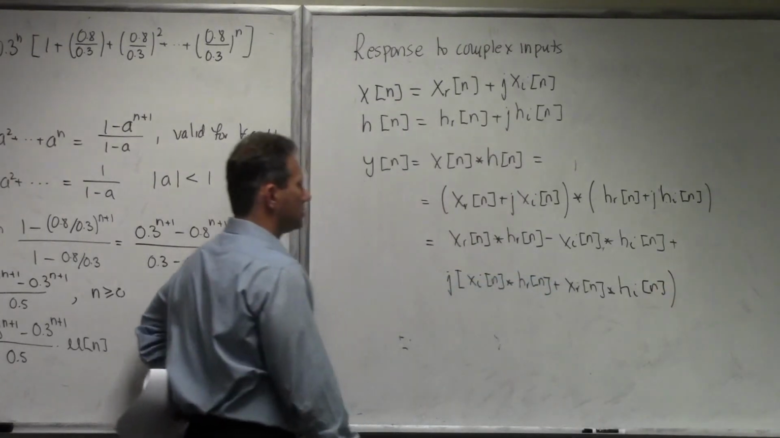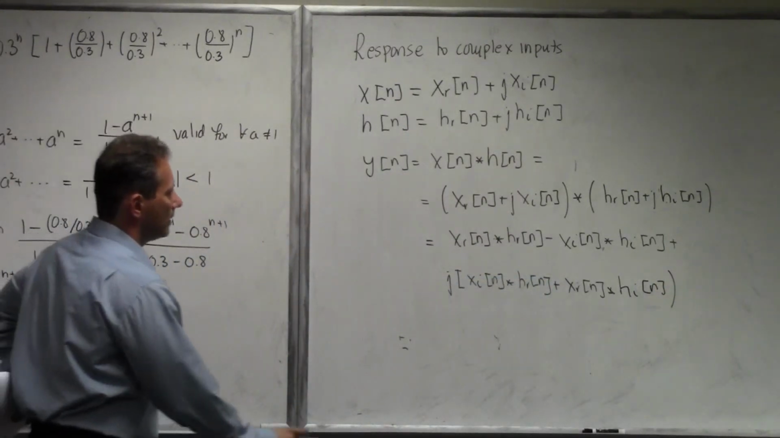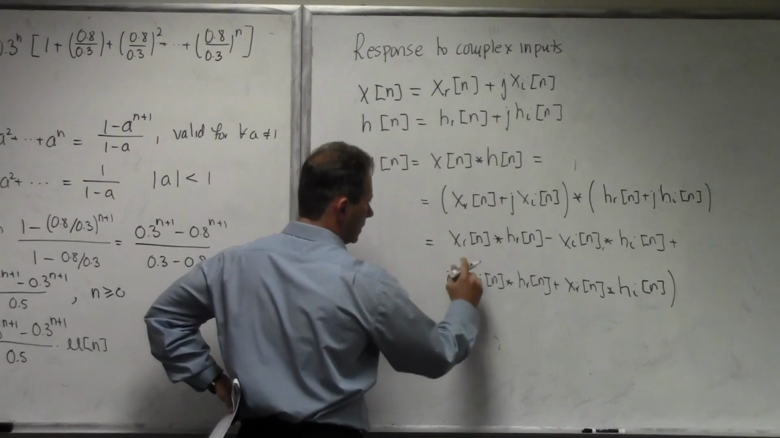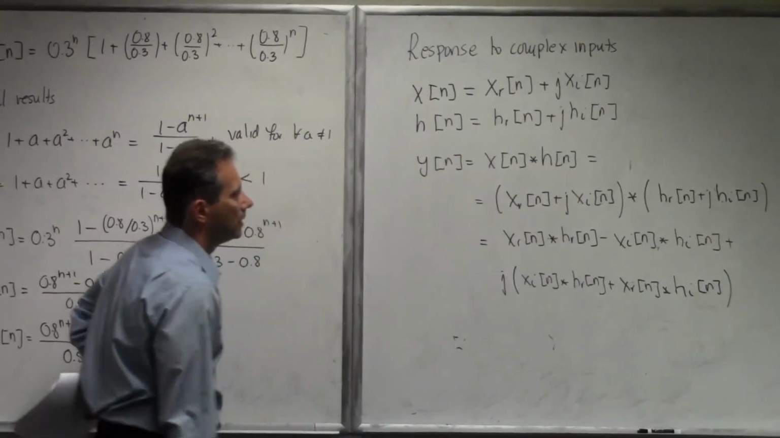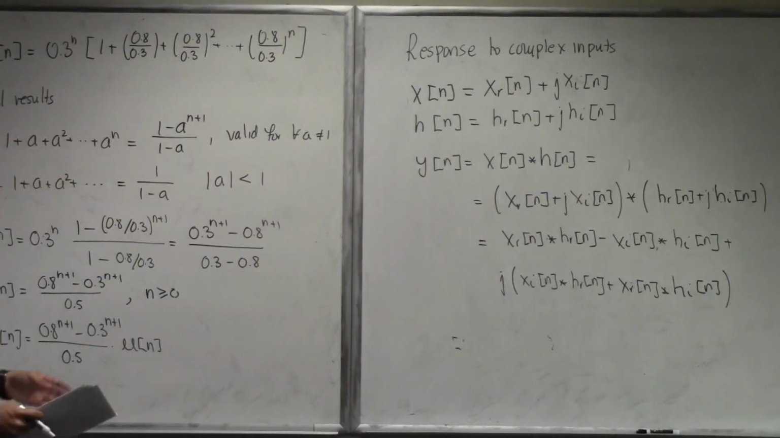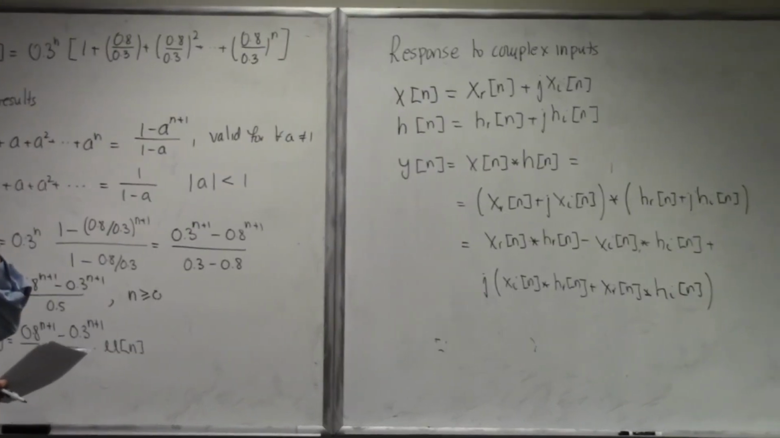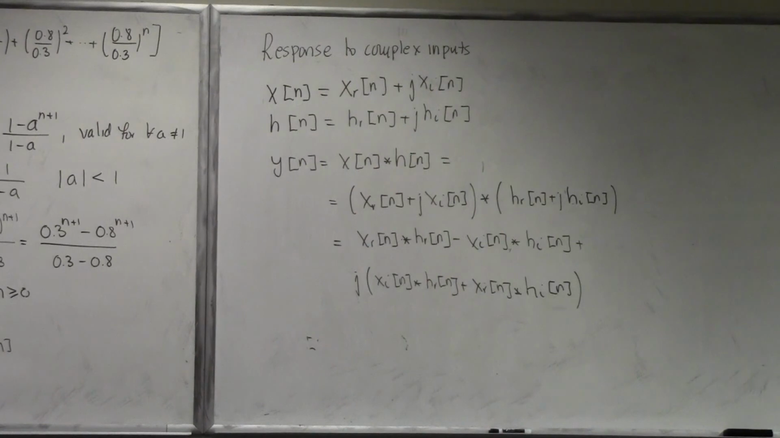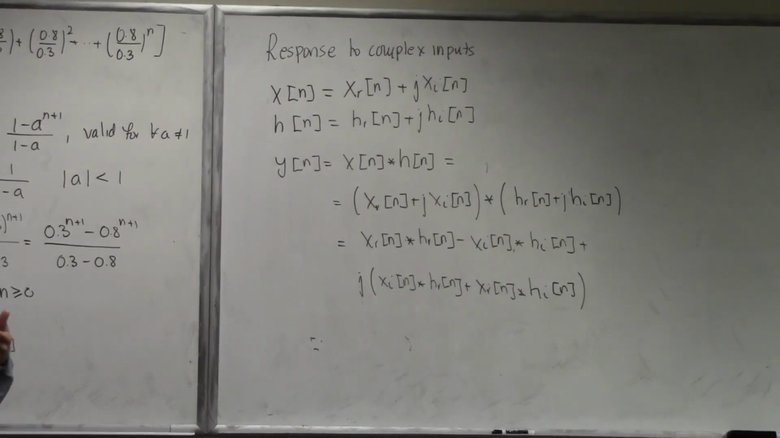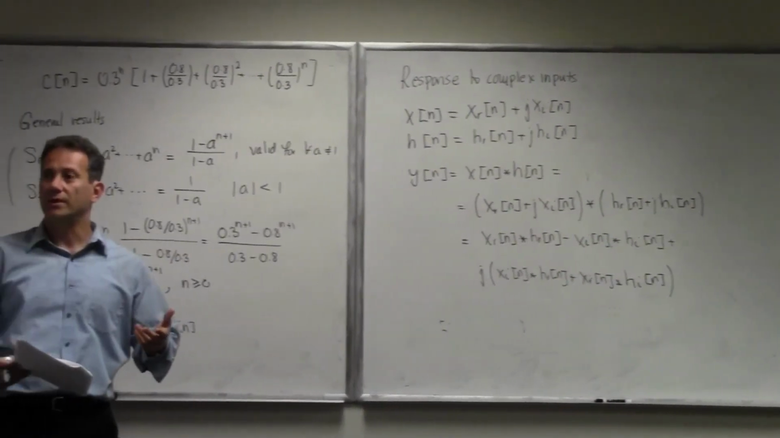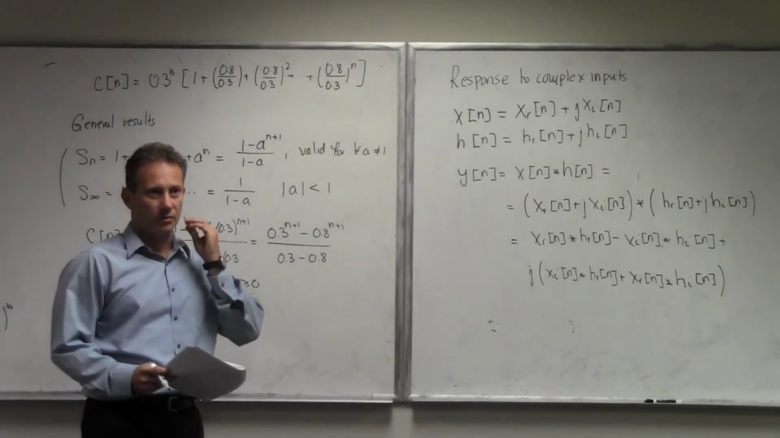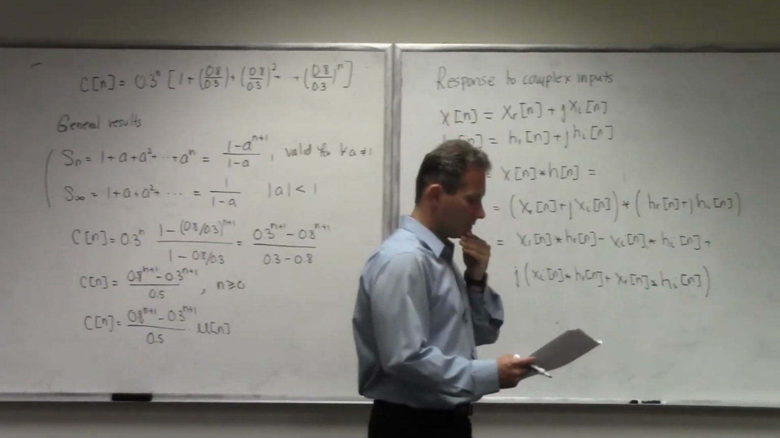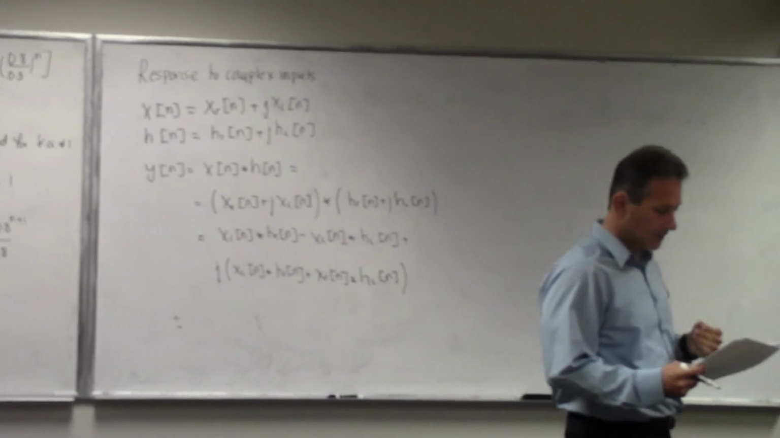So nothing fancy, just remember that if you have a complex convolution, that actually ends up giving you four convolutions that you need to resolve. Just like if you have a complex multiplication, it actually is four real multiplications that you need to do in your computing hardware.